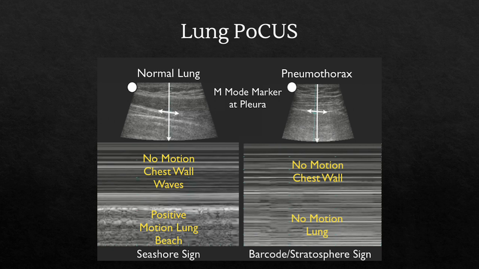Point of care lung ultrasound is really important for looking for pneumothoraces, so the absence of lung sliding, and the presence of a barcode or stratosphere sign if you put the sonar in M mode. But those are not diagnostic of a pneumothorax, they're just highly suggestive. If you see a lung point sign, that is diagnostic of a pneumothorax.